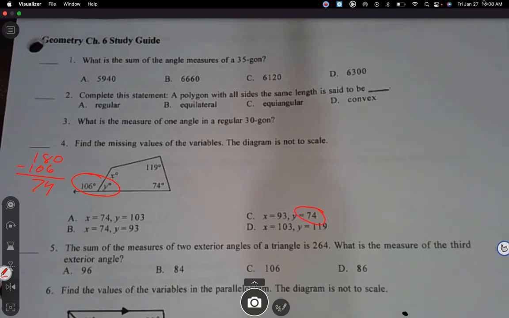I mean, we can tell the answer, but so you know how to find x. At this point, if I know that's 74, then I would just add those up and take it away from 360. Okay? And that would tell you x is 93. Did we get that one? Yes. Okay.